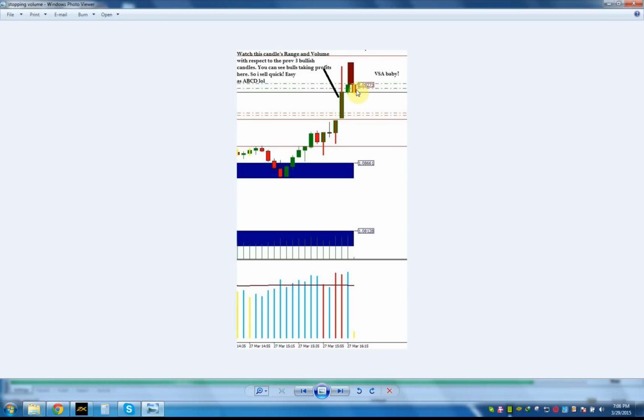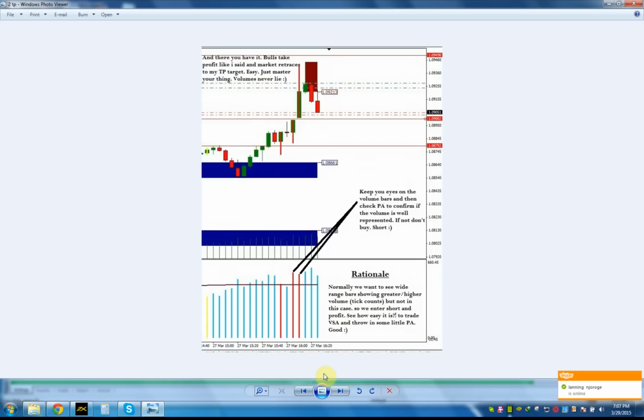And I shot this market, and I had my take profit, of course, at the psychological level slightly higher than 1.09, and I put my take profit there, and you can see the bulls were taking profit, so I sell quickly, and it's as easy as ABCD. Yeah, this is just schoolboy stuff.